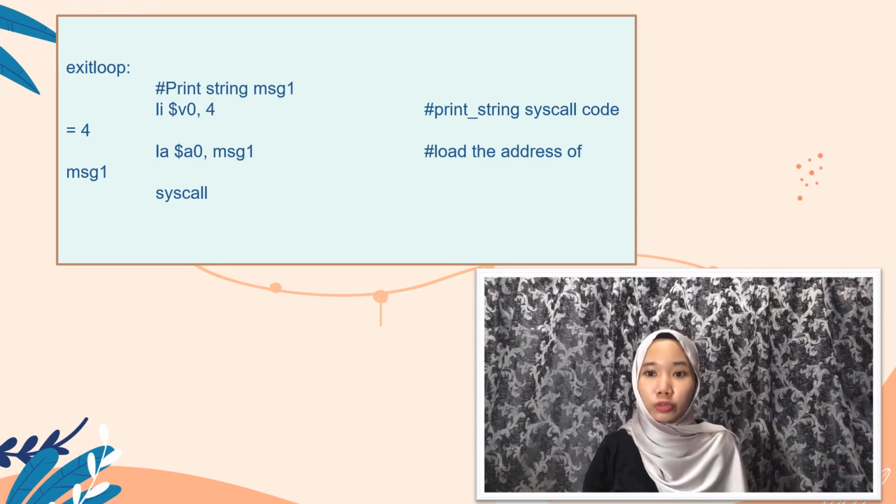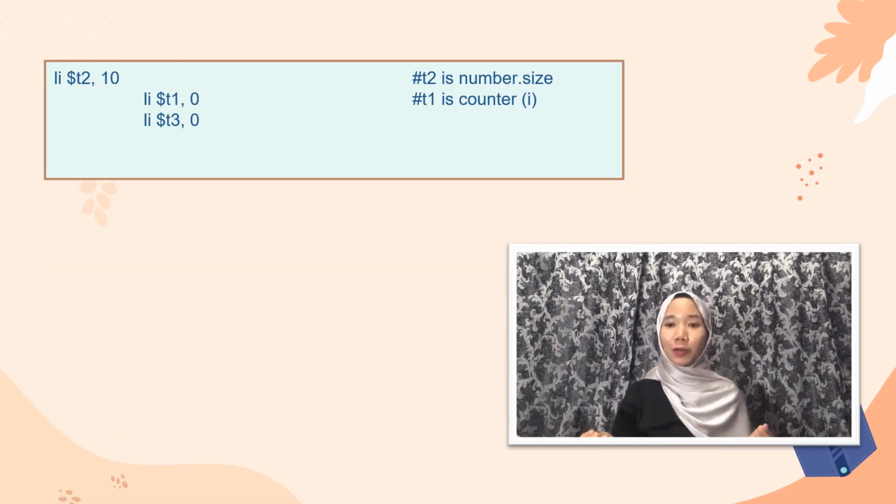I am Safina. I will go into the X loop section. At this section, we want to print the message of MST1. So we use LI or load immediate to perform the operation by system call code 4 and load the address of MST1. Then we load immediate the value of 10 into register $T2, which is the number dot size, and we load the value of 0 into $T1, which is the counter I, and we load immediate the value of 0 into register $T3.